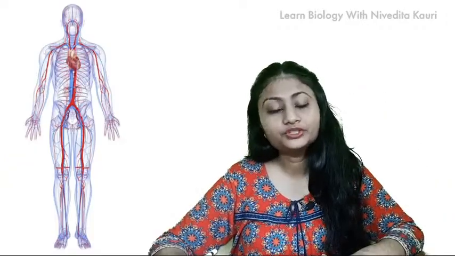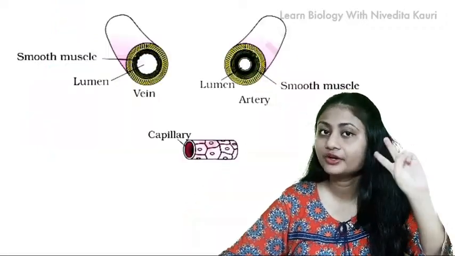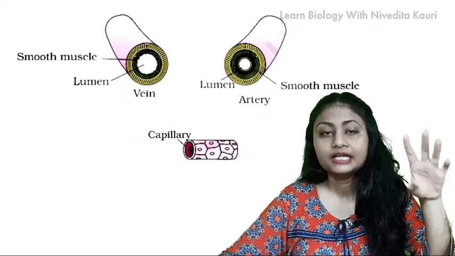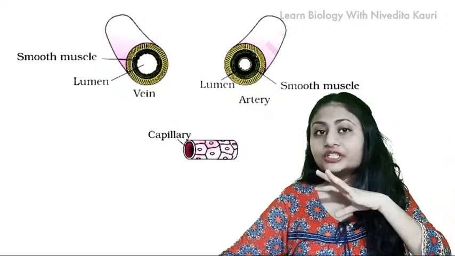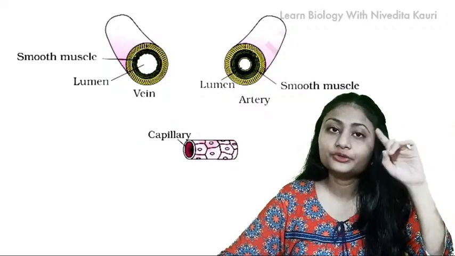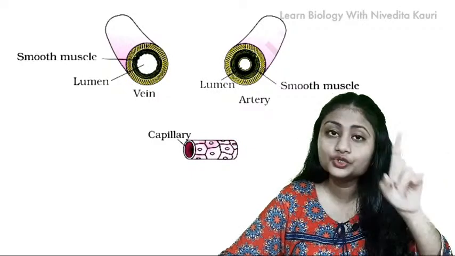Now, moving on to the blood vessels. We have 3 types of blood vessels: artery, vein and capillaries. The arteries carry oxygenated blood from heart to different parts of body, and the veins carry the deoxygenated blood from the entire body to the heart.